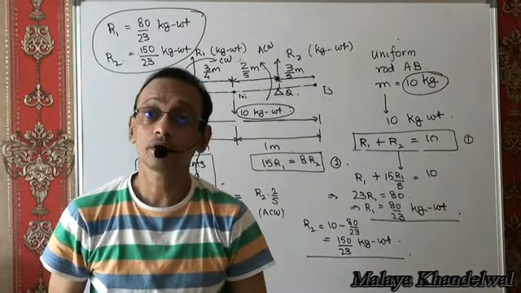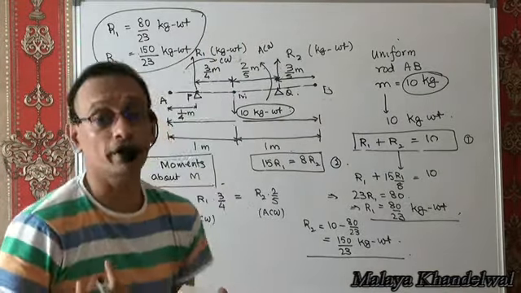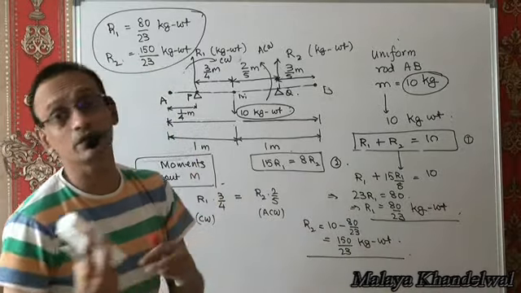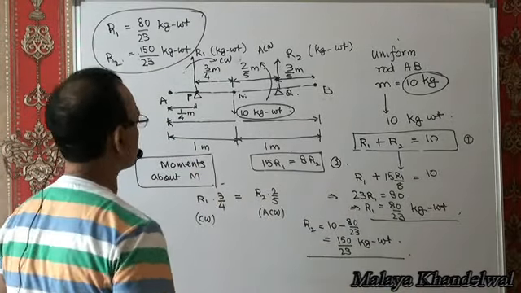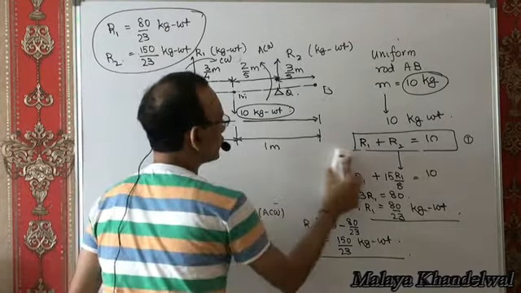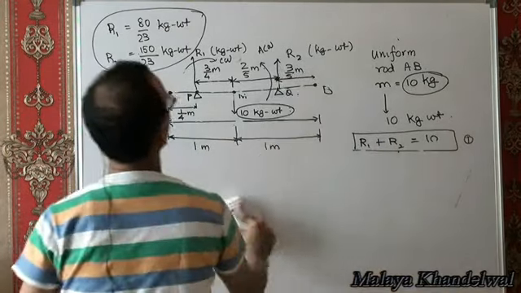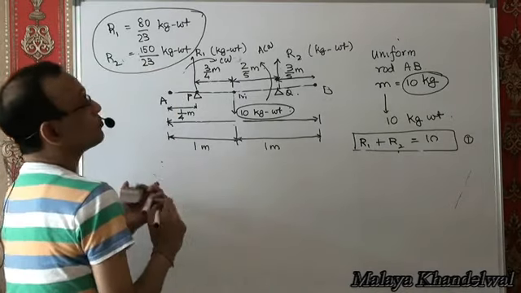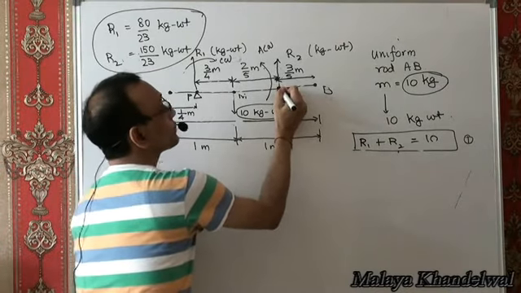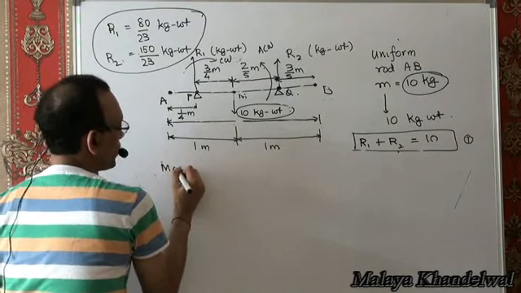We could have taken moments about any point, not just M. For example, what could we have done? We could have done the following. We could have taken moments about Q. Let's take moments about Q.